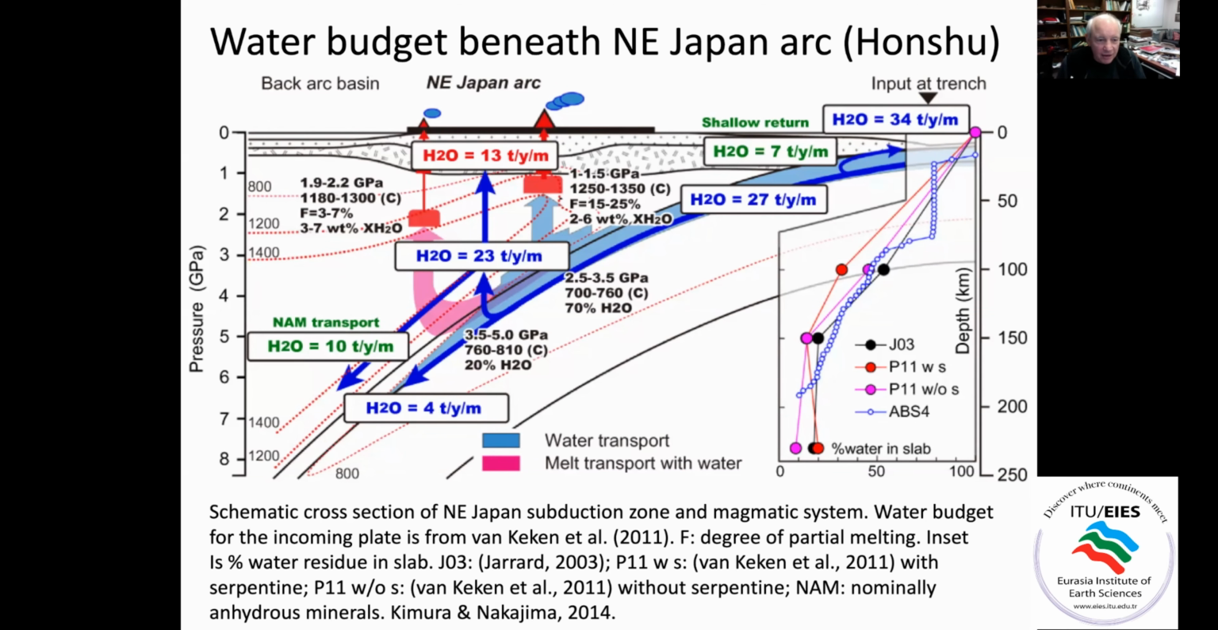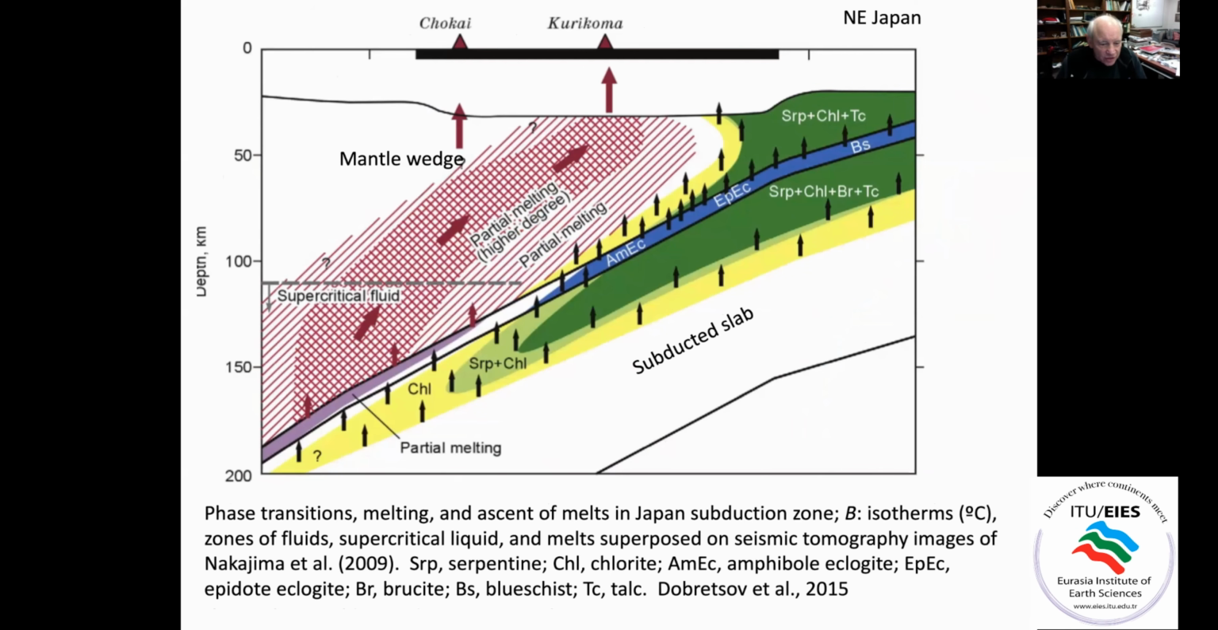But I'm not going to go into great detail here. All right, so this is another way of looking at the structure of the convergent margin. This is more from a metamorphic petrologist's point of view beneath Northeast Japan. So blueschist, epidote eclogite, amphibole eclogite, partial melting, serpentinite in the mantle lithosphere, their stability zones, water coming out everywhere, getting involved in the overriding plate.